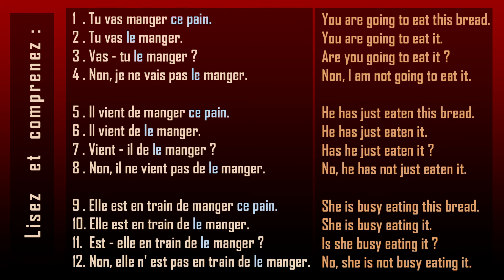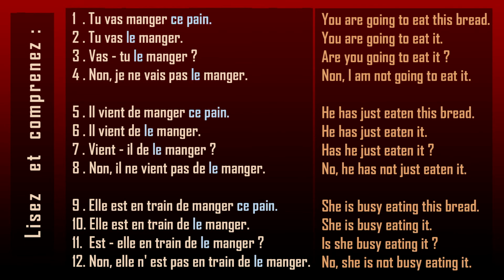That's number 4. No, je ne vais pas le manger. No, I am not going. Je ne vais pas. I am not going. Le manger, to eat it. I am not going to eat it. Please note the placement of le. It's placed before the main verb manger. This is how you place the direct object or indirect object pronouns in the sentences of these periphrastic tenses.